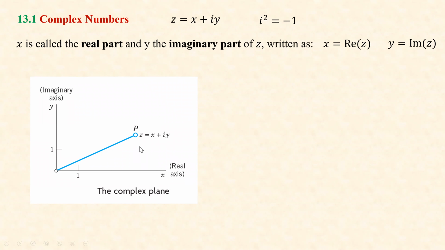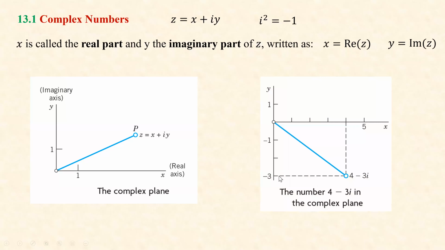an XY coordinate system. In order to show a point, we need two axes: one axis we call the real axis, that shows x, and the y axis that shows the imaginary part, the imaginary axis. And every complex number that has a real part and an imaginary part is basically a point in this complex plane. We call it the complex plane. So it is like a point in a two-dimensional coordinate system.